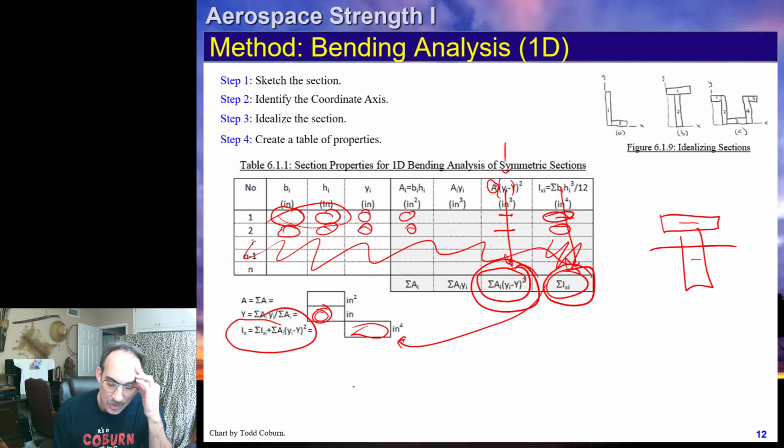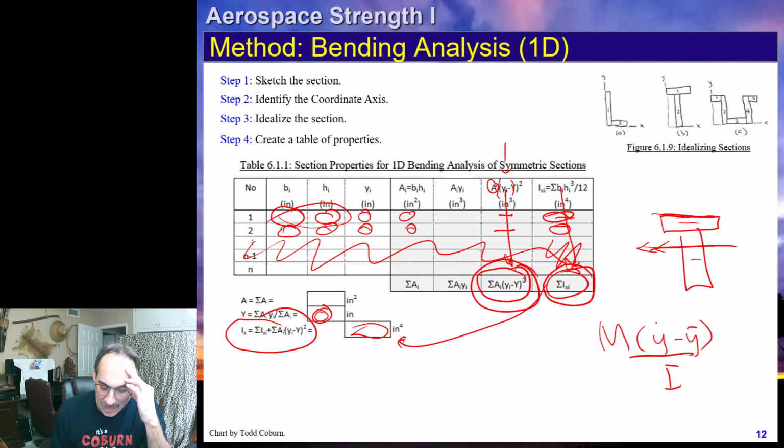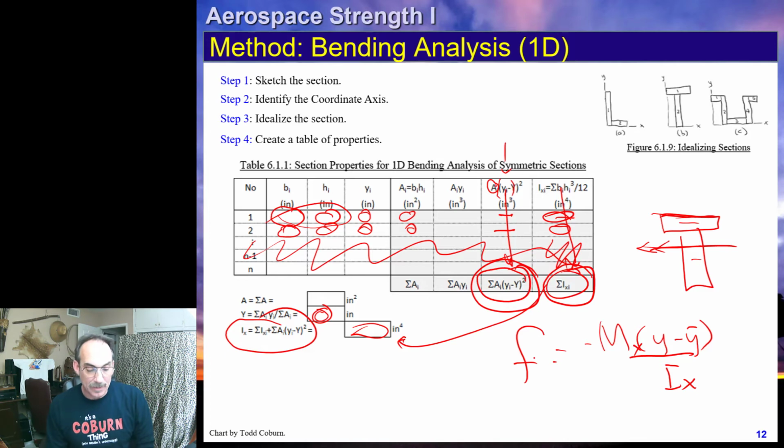That's the I. We now have all the properties, and we say, well, we're going to have to worry about the stresses. If we have a bending moment like this, we're going to need the stresses up here. It's going to be M times y minus y bar over I. This is an M about the x and an I about the x. Now, if we're using right-hand rule sign convention, that would be a negative. So if you have a point up here, that will give you a negative stress. That is our stress at any point.